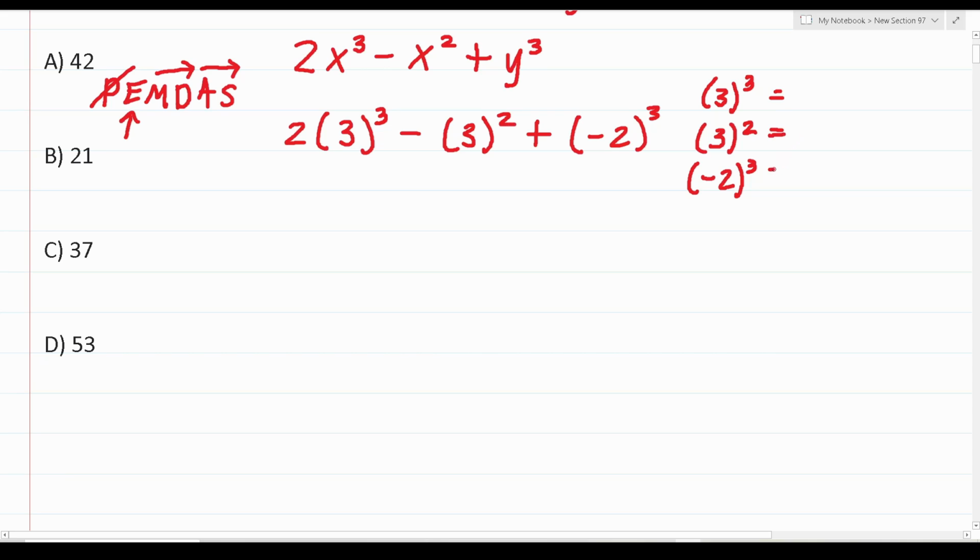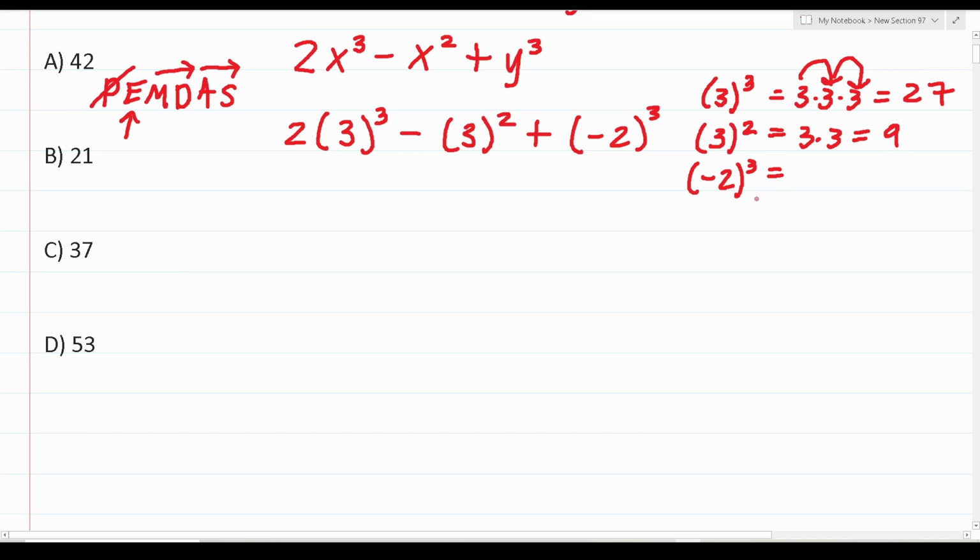All right, so let's take these one by one. 3 to the third is the same as 3 times 3 times 3. 3 times 3 is 9. 9 times 3 is 27. So 3 to the third is 27. 3 squared, that's the same as 3 times 3. 3 times 3 is simply 9.